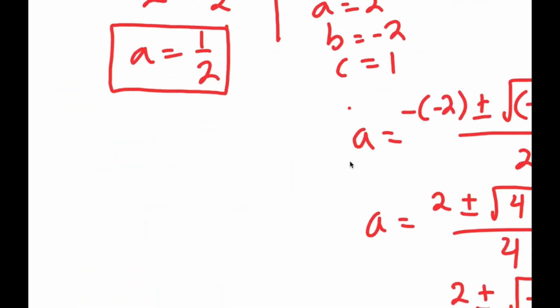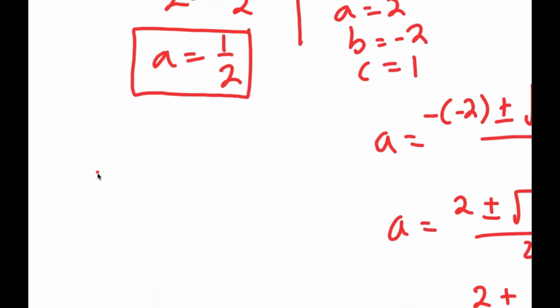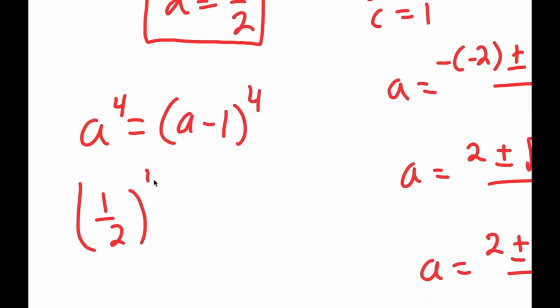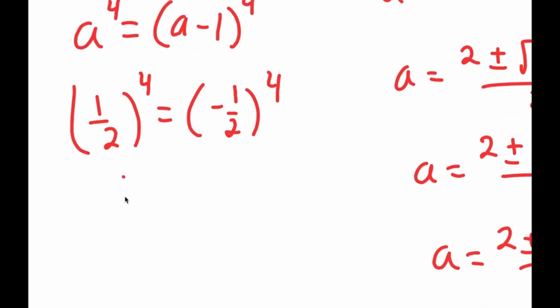And finally, just to check, I can't check the imaginary solutions, but I can check 1/2. So I have a to the power 4 is equal to a minus 1 to the power 4. a is 1/2, so I get 1/2 to the power 4 is equal to negative 1/2 to the power 4. And both of these equal 1 over 16. So this is right, and my solution is right.